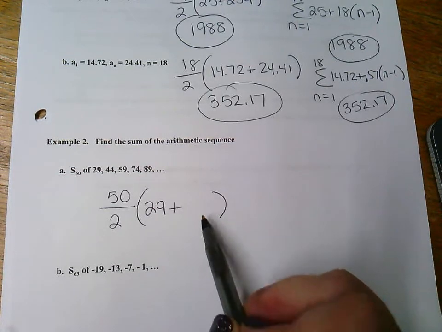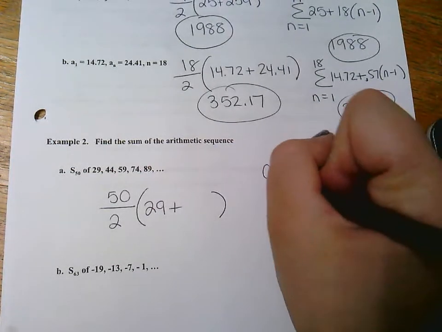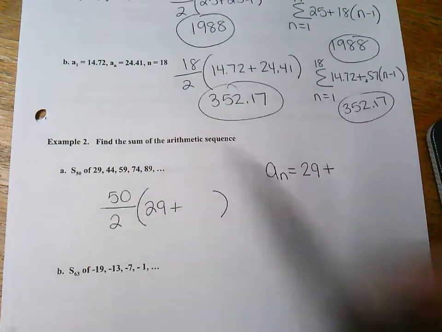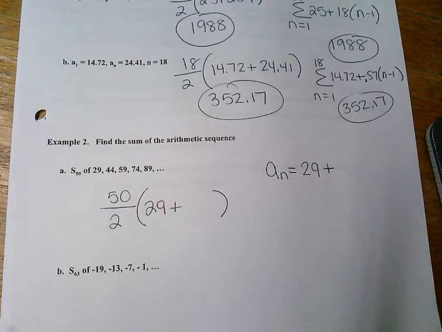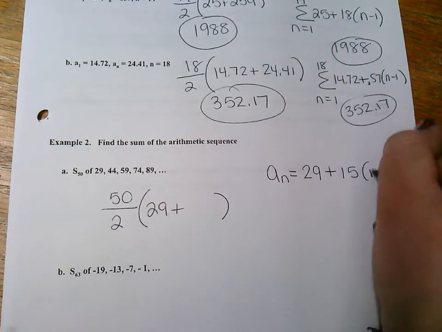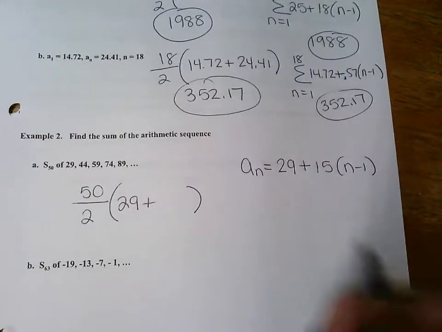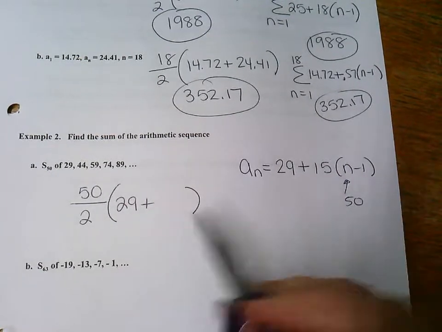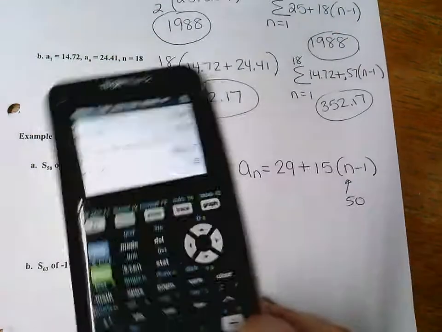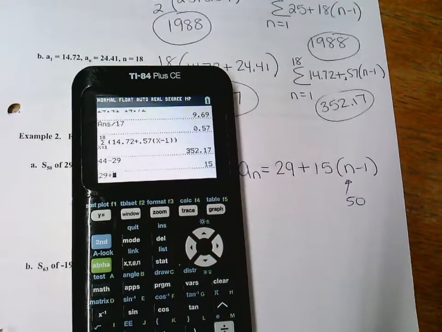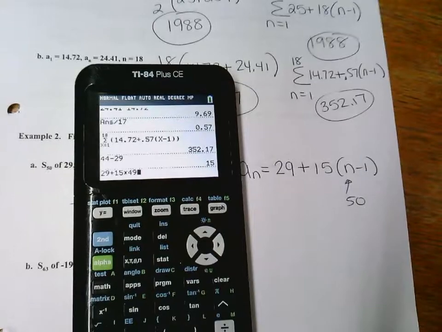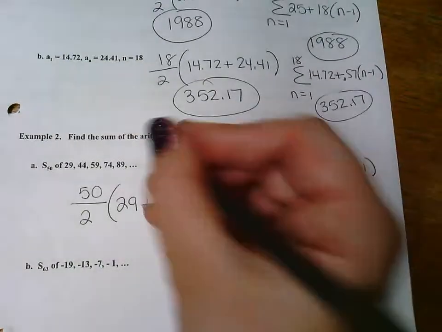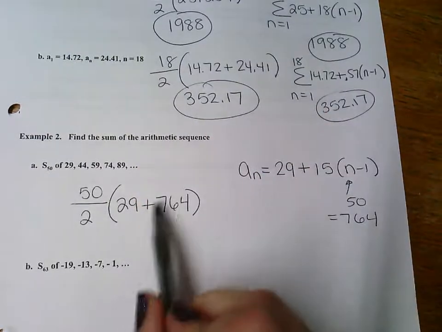To find the last term, I have to write a formula for myself. 29 plus, what's my common difference? So what's 44 minus 29? 15. So I'm adding 15 each time. I need to plug in term 50 to figure out what the 50th term is. So 29 plus 15 times 49 is 764. 764 is my last term of the sequence.